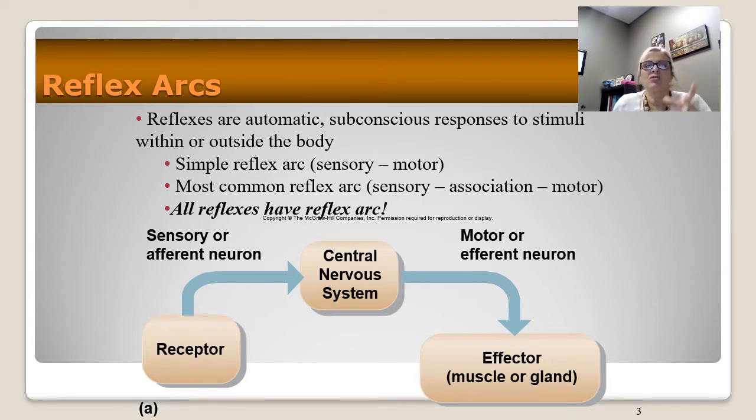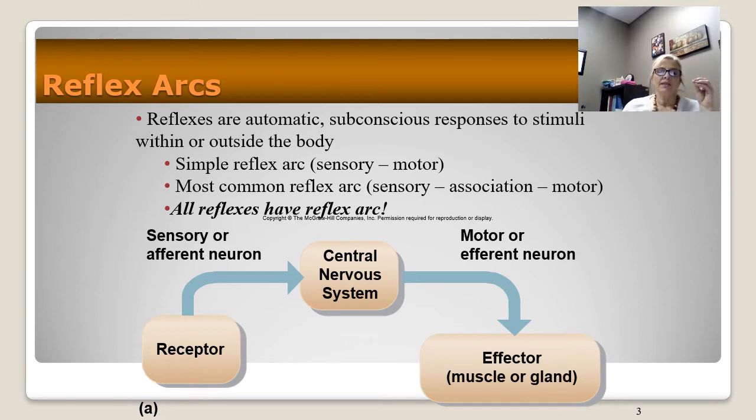Sorry, not most of them, but your simple reflex is just a sensory neuron to a node to be interpreted and then back through the motor neuron. Most common reflexes are going to be sensory, then association, then motor neuron. So all reflexes have a reflex arc, and this is the very basic fundamental reflex arc.